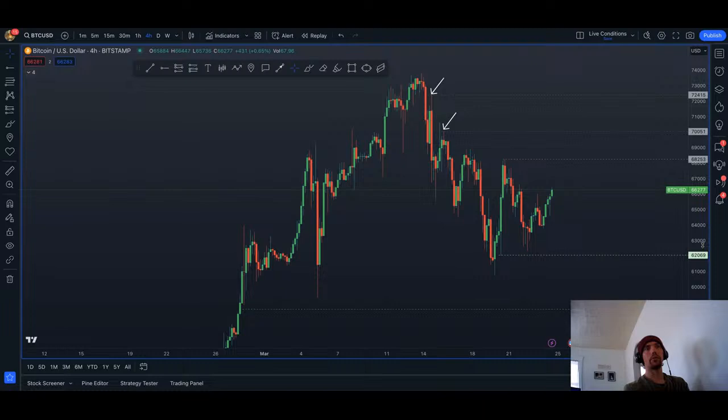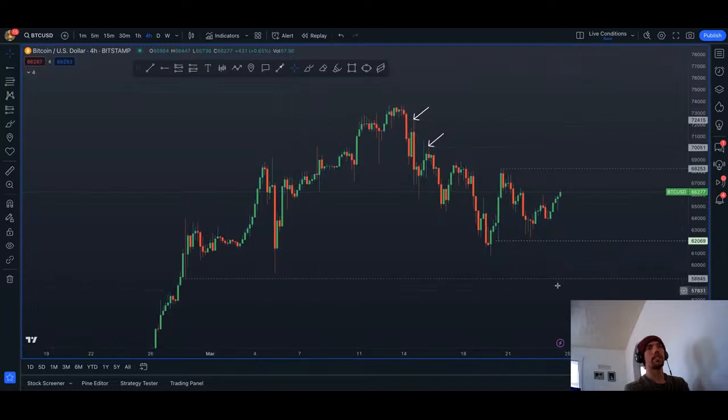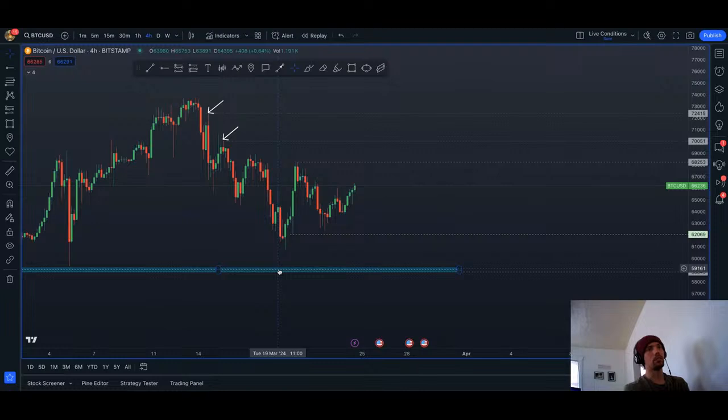Let's go down to our 4 hour. And we've got a missed low of 58,000. Look, price wicked, came back, closed, took out this low. Made a little flag, pushed higher. Price even dropped all the way down and still missed this low. So that is my target.